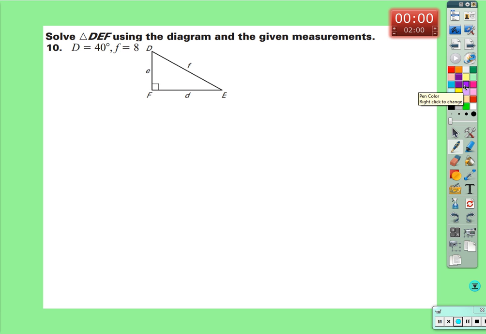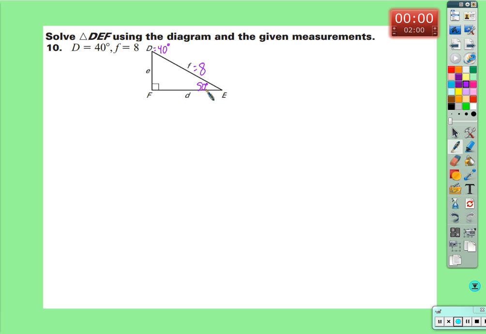So F is given as 8, and angle D is given as 40 degrees. And how big is E? 50 degrees. The angles have to add up to 180 for all of them.